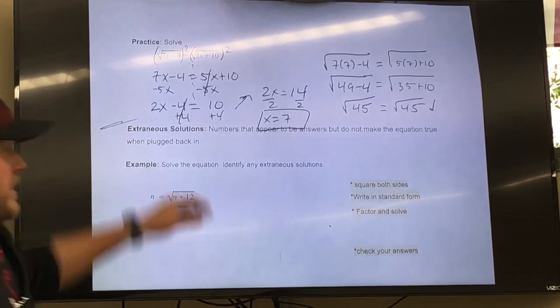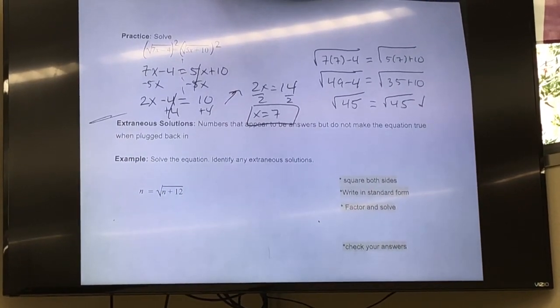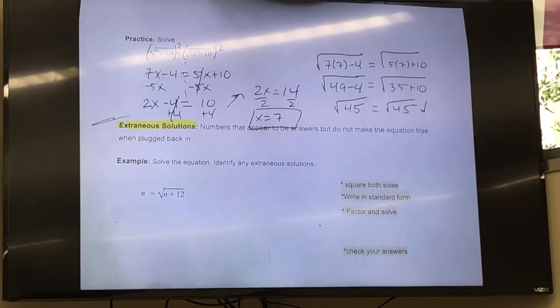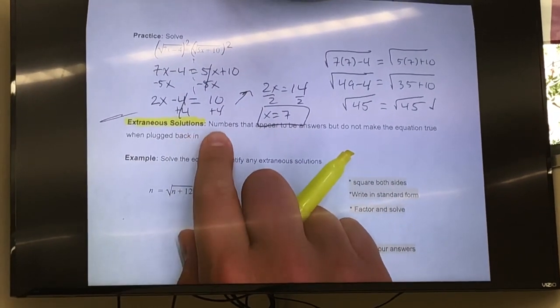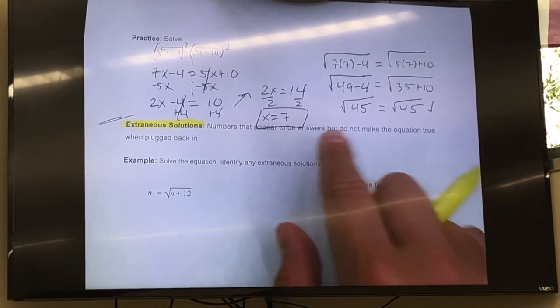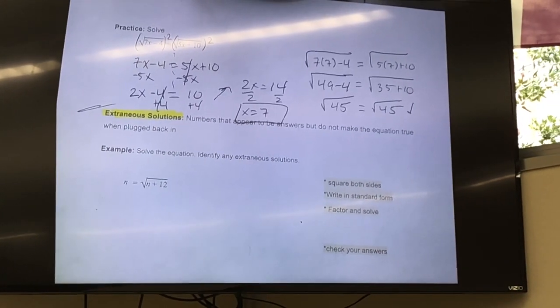So we're going to be starting to talk about what an extraneous solution is. You're going to hear this concept a lot in Algebra 2. An extraneous solution is a number that appears to be an answer but does not make the equation true when it is plugged back in.